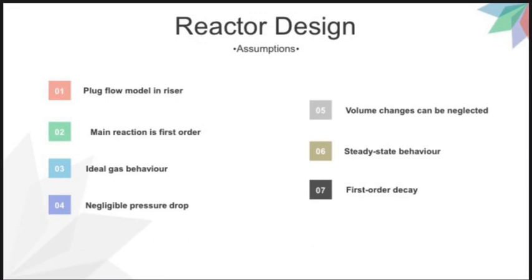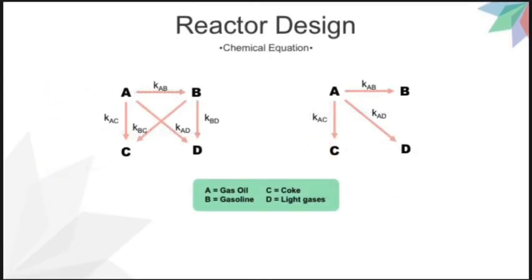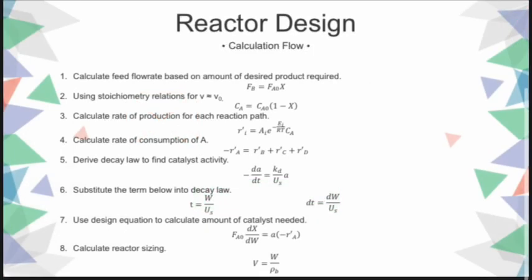Assumptions made in designing the reactor are plug flow model, first order reaction and decay, ideal gas behavior, no pressure drop and volume change, and finally steady state behavior. In our study, FCC is represented by a 4-lump model as shown in the left diagram. However, for simplification purposes, we have simplified the complex reaction into 3 parallel reactions as illustrated in the right side diagram. Here, you can see the essential equations used in designing the reactor: the stoichiometry equation, rate of reaction, decay law, and also the design equation.